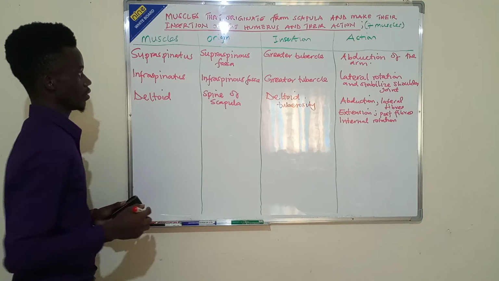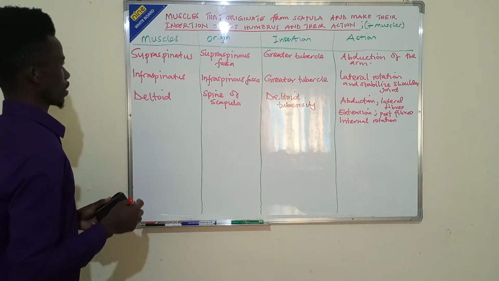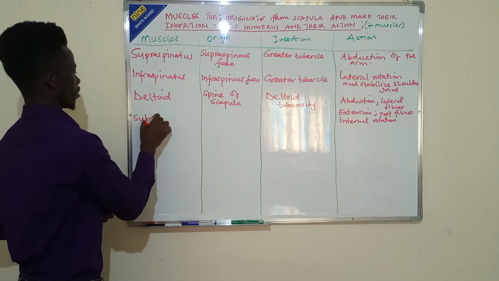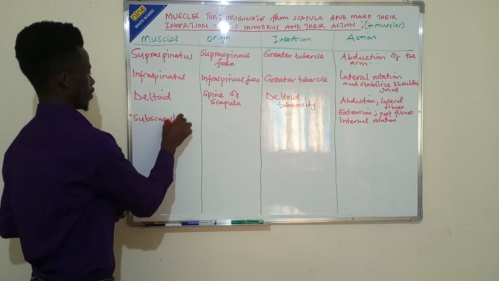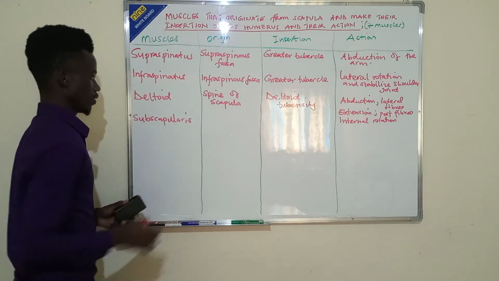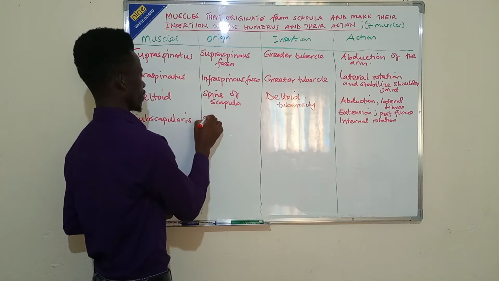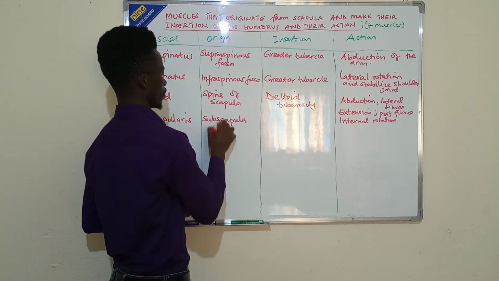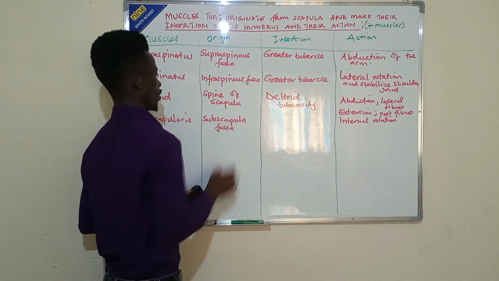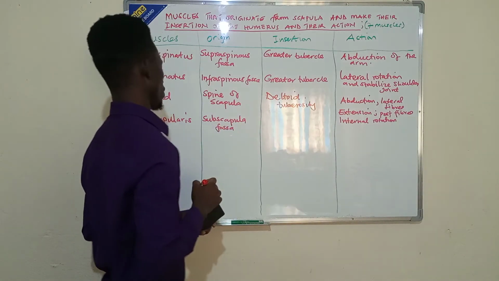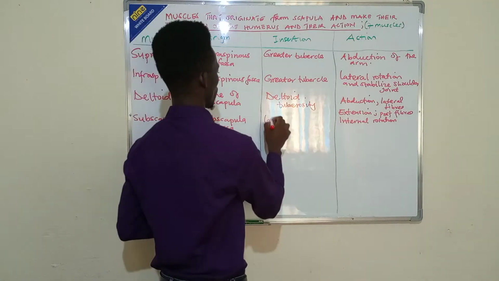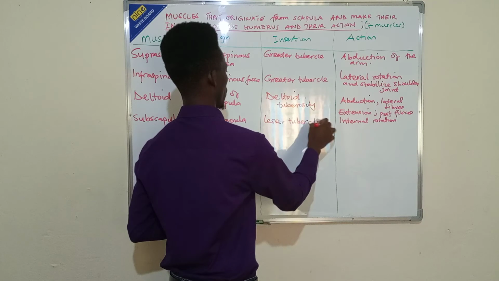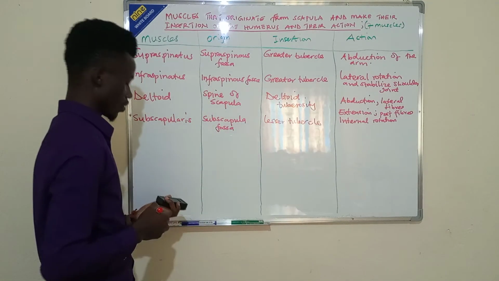Then the other muscle that originates from the scapular bone will be the subscapularis. Subscapularis originates from the subscapular fossa of the scapula, then makes its insertion onto what we call the lesser tubercle of the humerus. And what's the action of this?